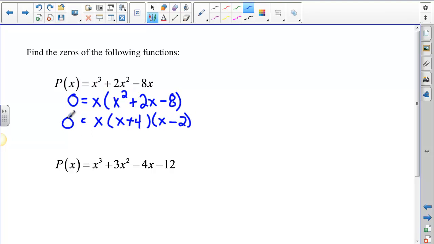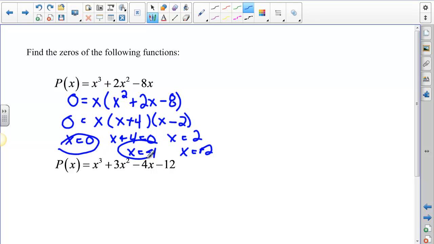Here we have this x out front, so we've got to say x equals 0. We've got to say x plus 4 equals 0, and x minus 2 equals 0. That gives us x equals negative 4 and x equals positive 2, sorry. And so x equals 0, x equals negative 4, and x equals 2.